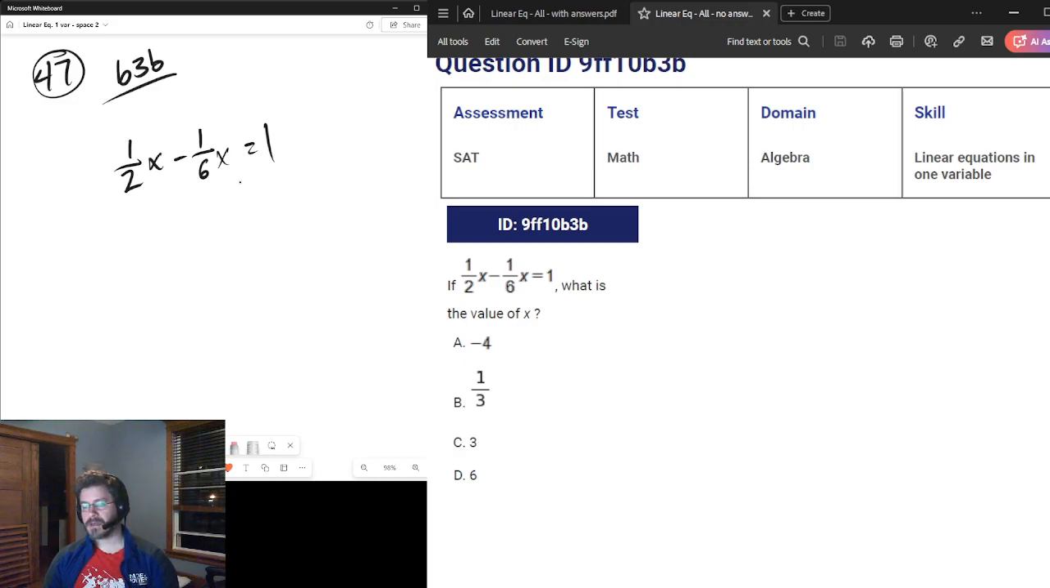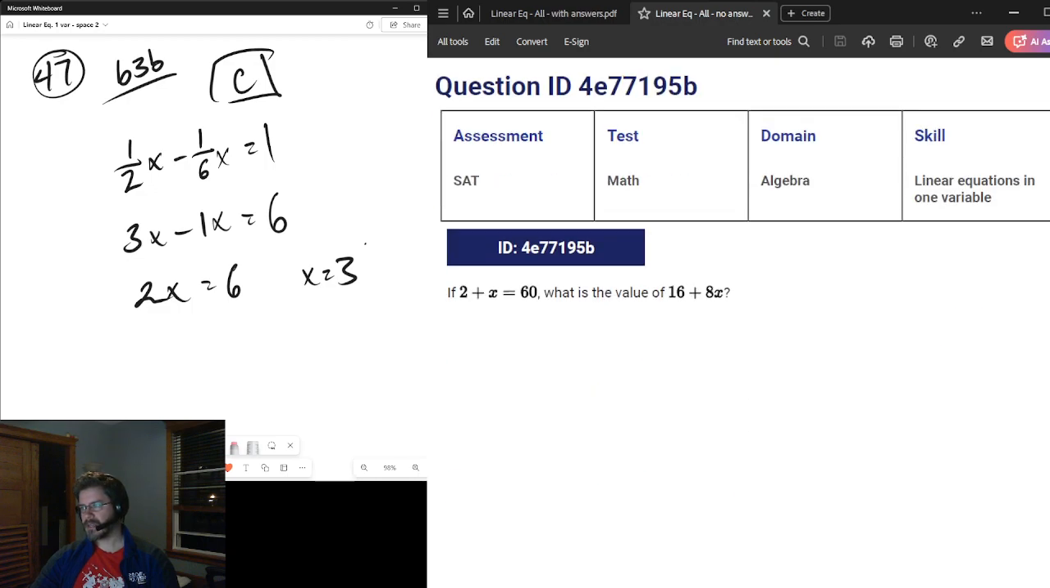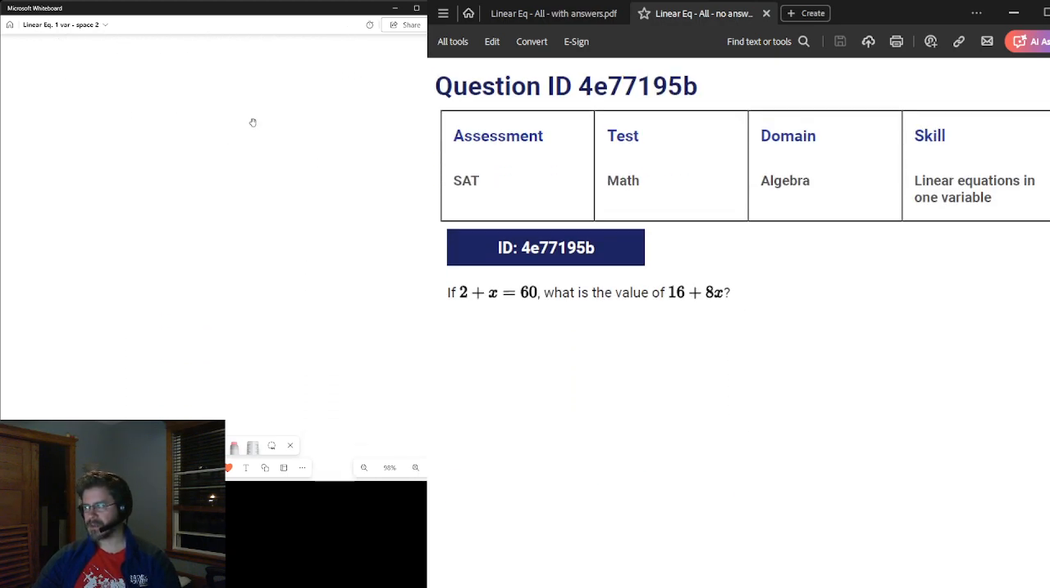We could combine like terms if you're comfortable with fractions. Good for you, you could go ahead and just do that. I hate fractions personally, so I'm going to multiply each term here by 6. That gives us 3x minus 1x equals 6. Every term gets multiplied by 6 to get rid of the fraction. So we get 2x equals 6, and x, of course, then is 3. That is much easier to work with than keeping the fraction around.